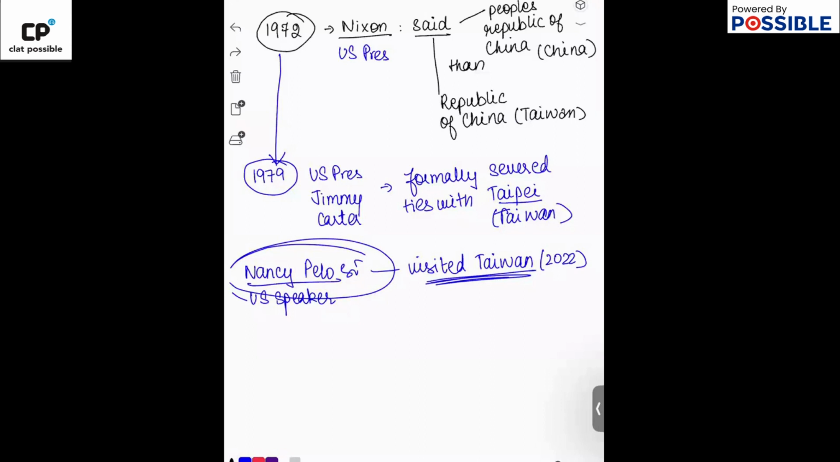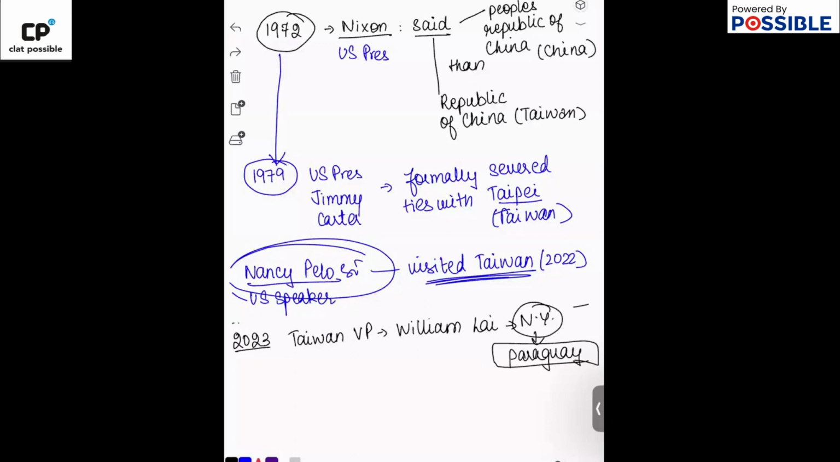So, very recently, and by recently I mean in 2023 itself, Taiwan का जो वाइस प्रेसिडेंट है, his name is William Lai. He went through New York into a country called Paraguay. Paraguay में गया through New York, and right after that, China got really, really angry, and China basically started off these military drills in and around Taiwan. Military drills इन्होंने शुरू कर दी. They got very angry at that, right?